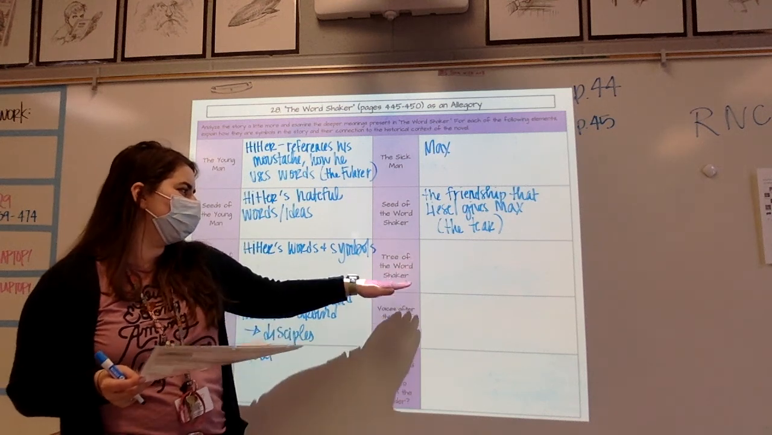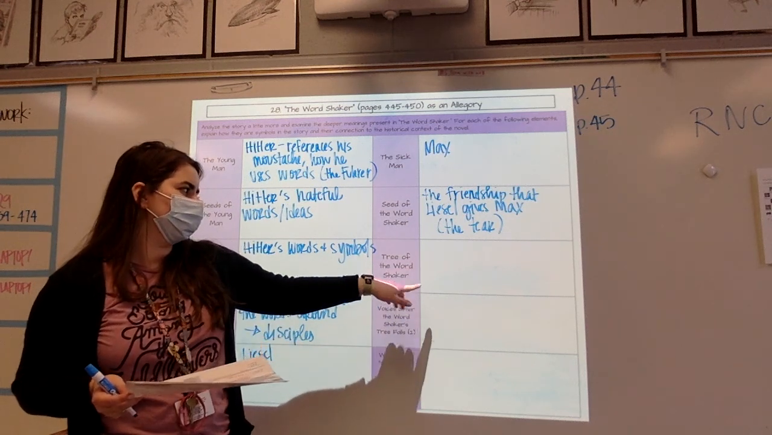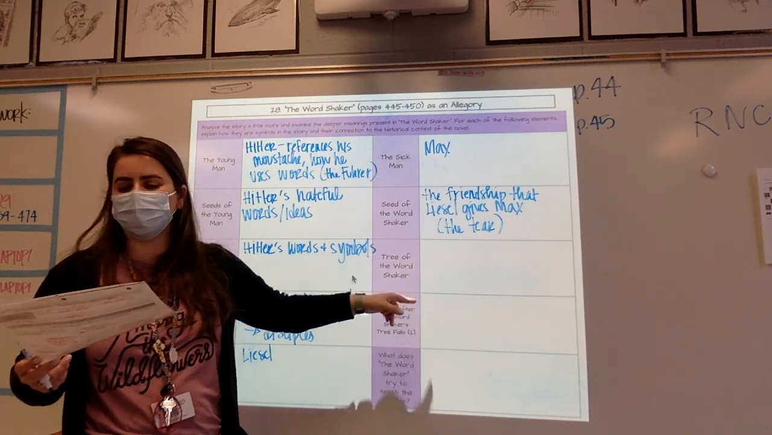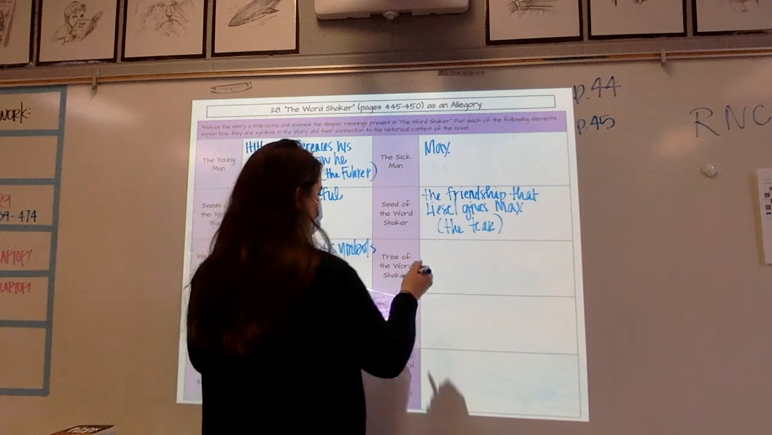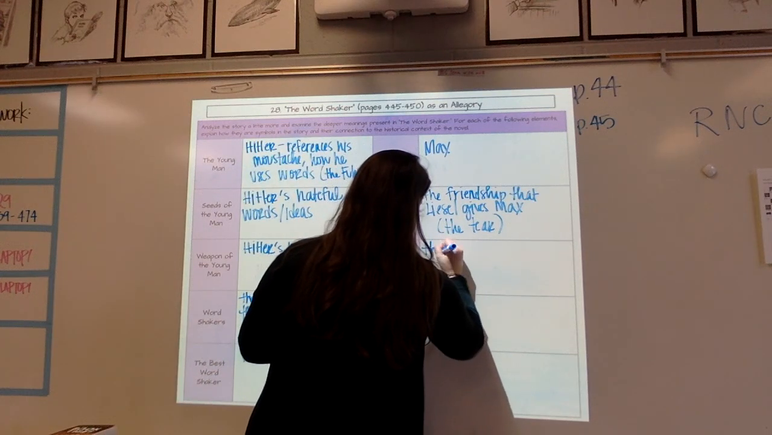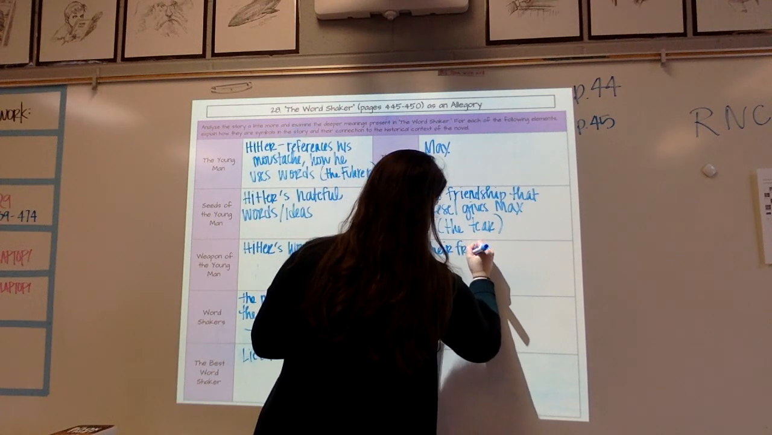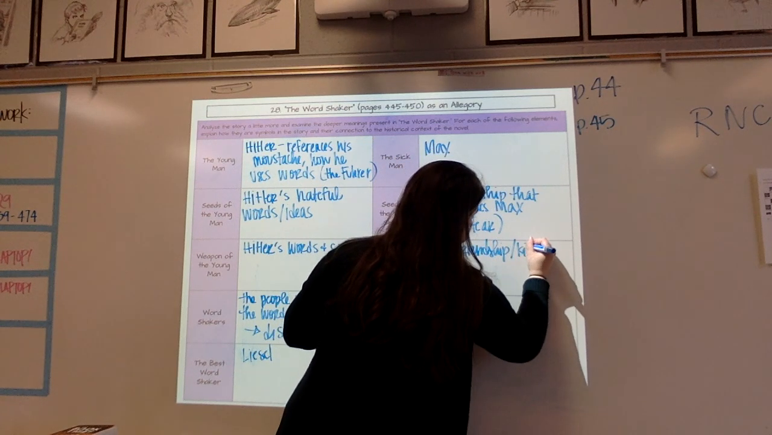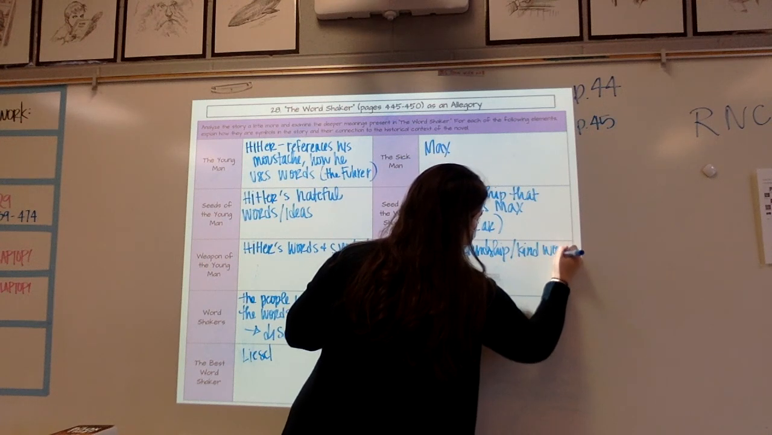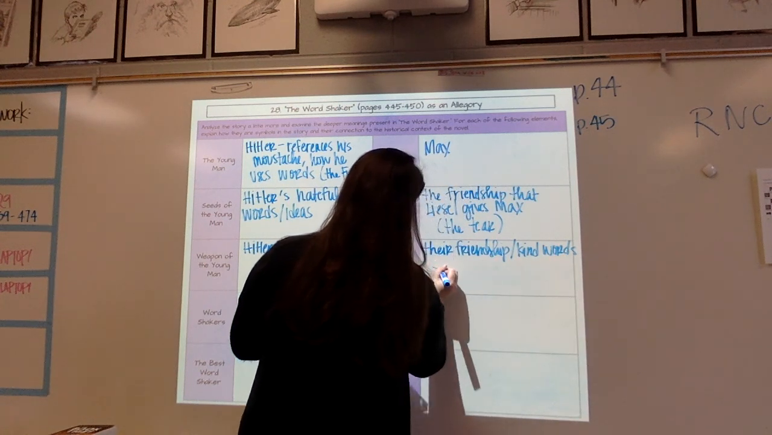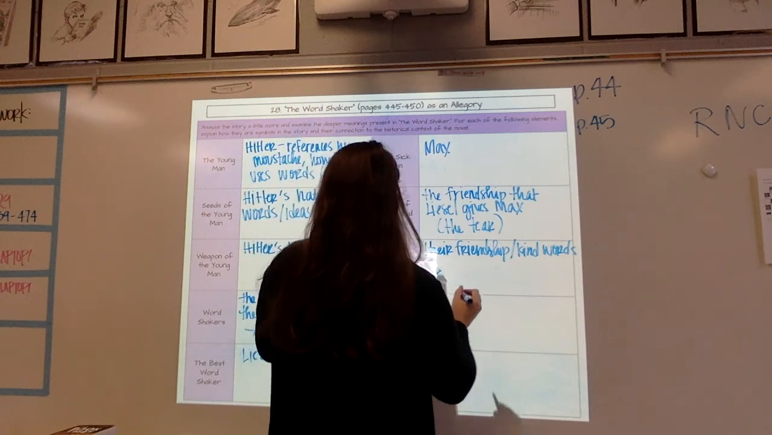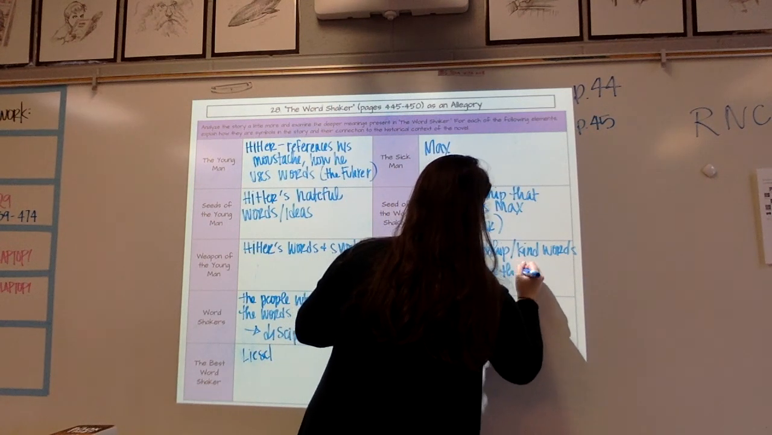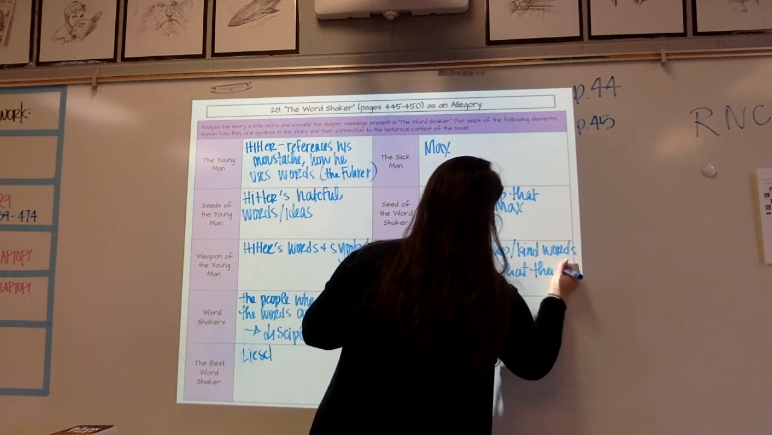And from that tear, this whole tree grows. This super tall tree that's taller than any other tree in the forest. And so the tree represents their friendship, and the kind words that they share, as opposed to Hitler's awful words. And so in a way, it also represents the good that they can do.